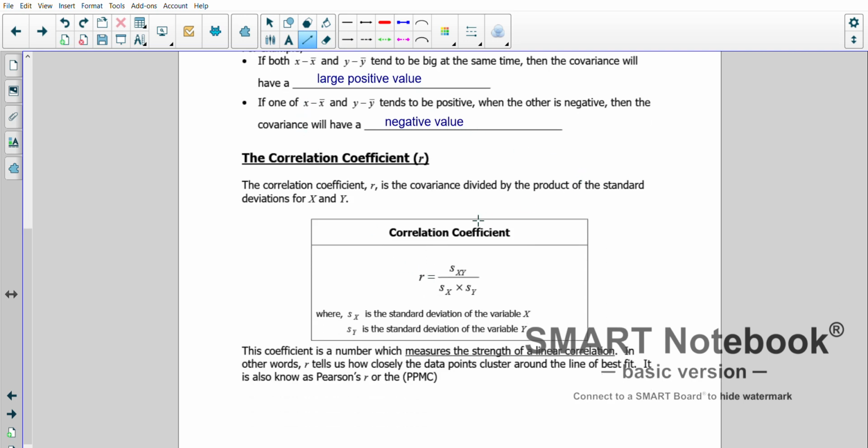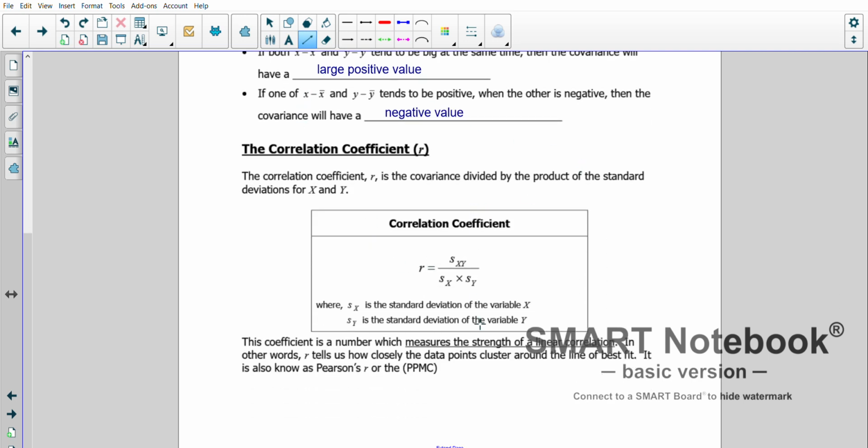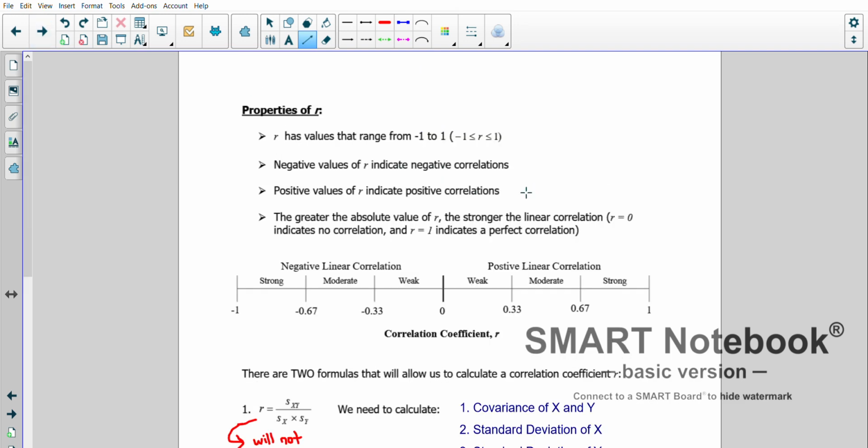Don't worry about this. What we're interested in is what's called a correlation coefficient. It's an R value. By definition, it's the covariance divided by the product of the standard deviations of x and y. So is this the formula we're going to use? Not exactly. What this R value is going to eventually tell us, though, is how closely the data points cluster around the line of best fit.